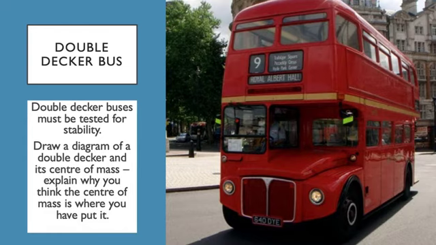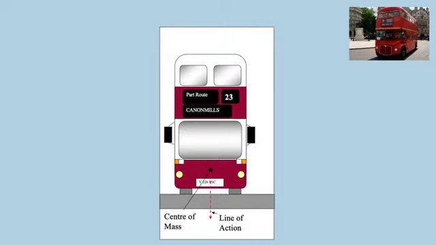So this is the kind of thing you might want to do: draw a diagram of a double-decker and its centre of mass, and explain why you think the centre of mass is where you've put it. So you might want to just do that. If you do, then pause the video. I'll go through it with you in a second. Okay, if you've done that, well, let's go through it.